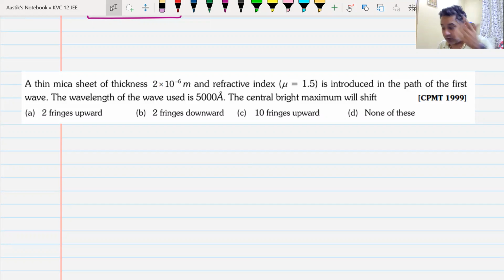A thin mica sheet of thickness 2 into 10 to the power minus 6 meters and refractive index mu 1.5 is introduced in the path of the first wave, the upper wave. The wavelength of the wave used is 5000 Angstrom. They can ask you about the central bright maximum, first maximum, second maximum, first minimum, second minimum, it doesn't matter. The central bright maximum will shift how much? Will it shift upwards or will it shift downwards? Upwards or downwards? First slit. Upwards, sir. Give me the answer.